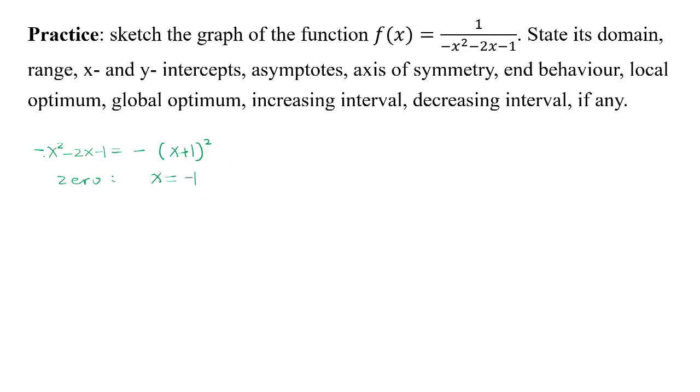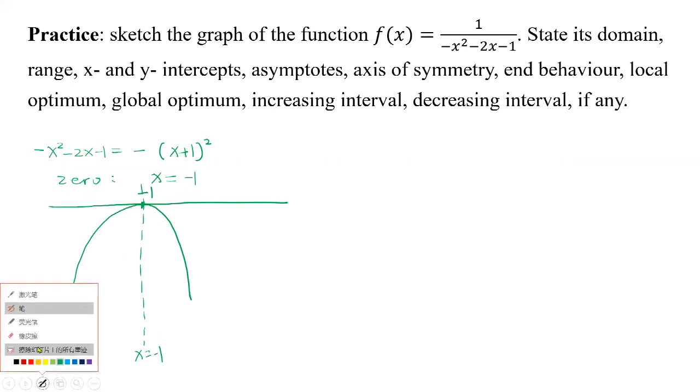And note that the leading coefficient is negative. So that means it opens down. And the only zero is x equals minus 1, right? Okay, so the axis of symmetry is x equals minus 1. So next, we need to analyze the left branch and the right branch.